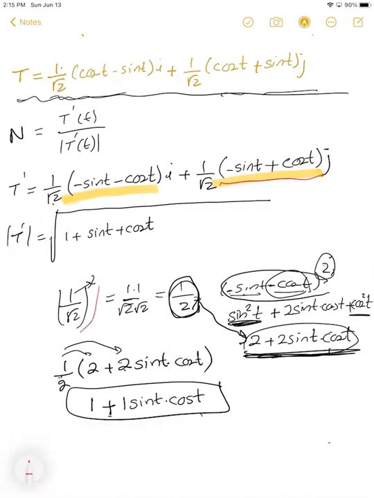1 over square root of 2 gets raised to the power 2, gives me 1/2. And instead of minus sine minus cosine, I have minus sine plus cosine to the power 2. So minus sine to the power 2 is sine squared. 2 times negative sine times positive cosine, that's a minus. Then I have cosine squared. I have sine squared plus cosine squared, that's going to give us 1.